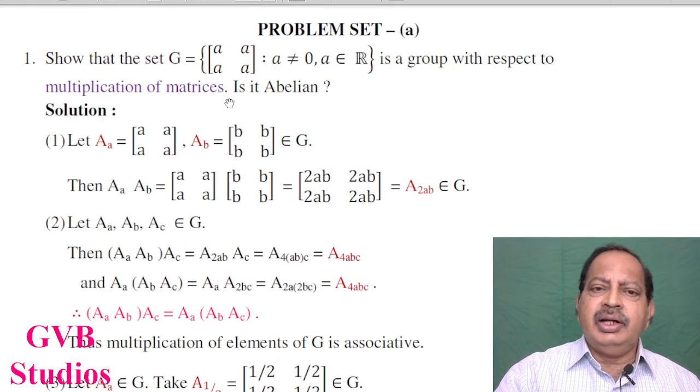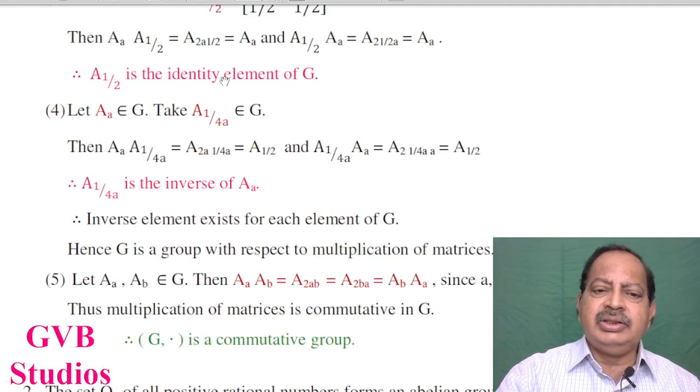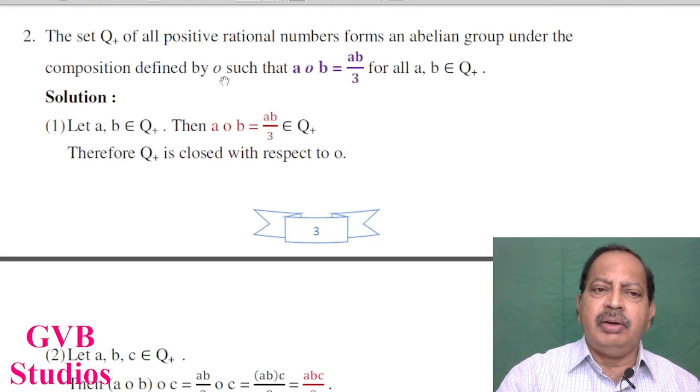Here we have to note that in general, multiplication of matrices is not commutative. In the lower classes, we have learned that in general, multiplication of matrices is not commutative. But in this problem, we have seen that multiplication of matrices is commutative. Thus, this is one important problem. Next, we go to some other problem.